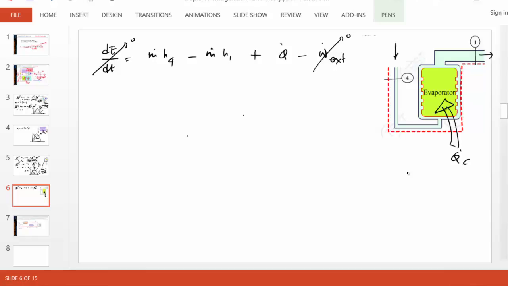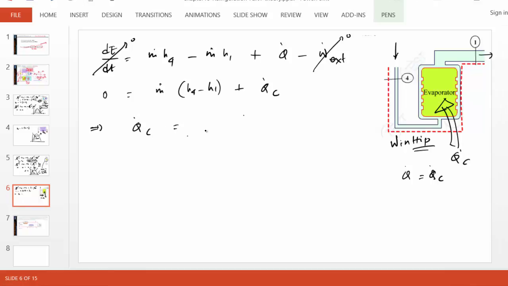We recognize that Q dot and Q dot C are equal through our Win-Hip convention, because heat in is positive. Q dot C is going in. So we can substitute that here: 0 equals m dot (h4 minus h1) plus Q dot C, or Q dot C equals m dot (h1 minus h4). Obviously h1 will be higher than h4. So that's how we got our cooling load.